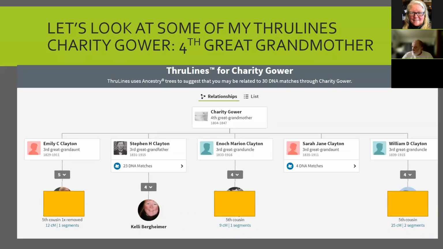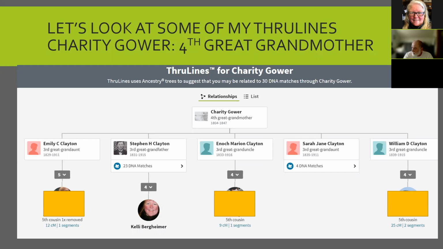So I'm going to show you a few of my ThruLines. This is one for my fourth great grandmother, Charity Gower, and she is a Tennessee, North Carolina border family. ThruLines is showing that I might be related to 30 DNA matches through Charity Gower. It shows some of her children, and I'm a descendant of Stephen Hardy Clayton. You can see my picture there, and in the little gray boxes it'll say 5 or 4 or 4. That's how many generations are in between Stephen Hardy Clayton and me.